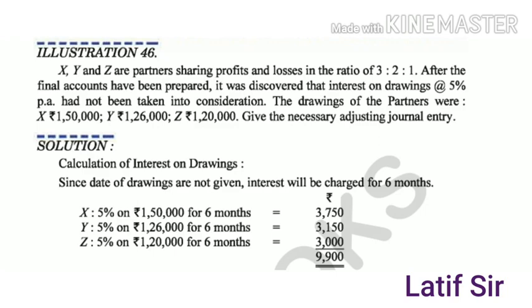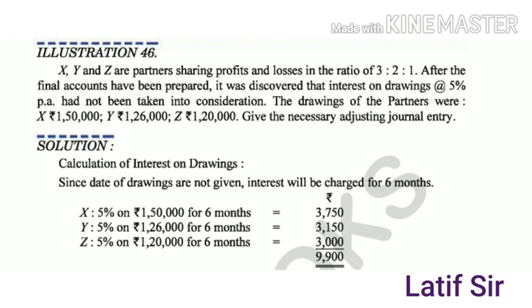So what will be the interest on drawings calculation? The calculation has been given. See, 5% of each drawing has been calculated. You can see in the solution, but for 6 months. Why 6 months? Because the date of drawings is not given. Whenever the date of drawings is not given, it will be calculated for an average period of 6 months.